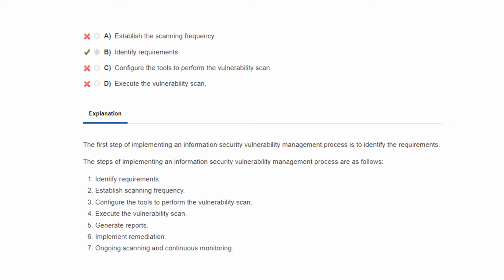The first step of implementing an information security vulnerability management process is to identify the requirements. The steps are as follows. 1. Identify requirements. 2. Establish a scanning frequency. 3. Configure the tools to perform the vulnerability scan. 4. Execute the vulnerability scan. 5. Generate reports. 6. Implement remediation. 7. Ongoing scanning and continuous monitoring.